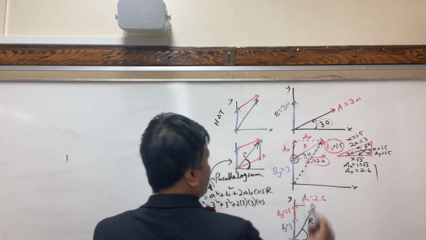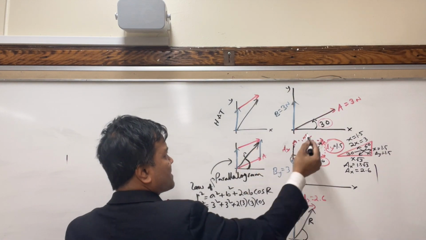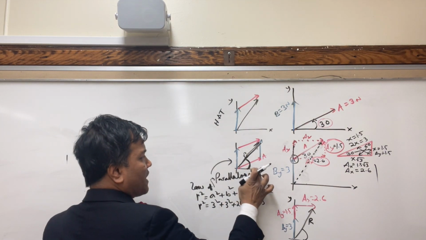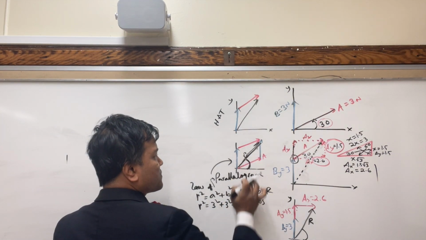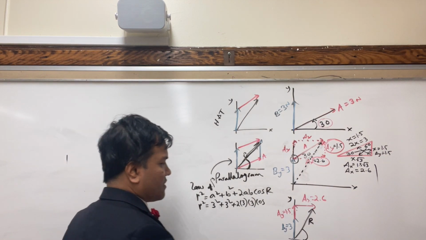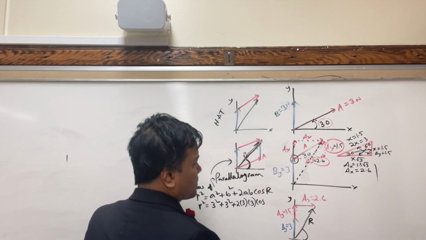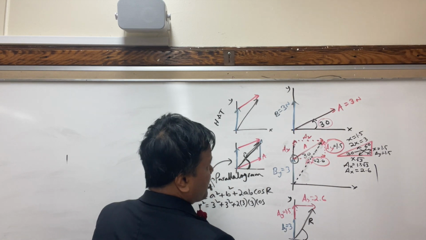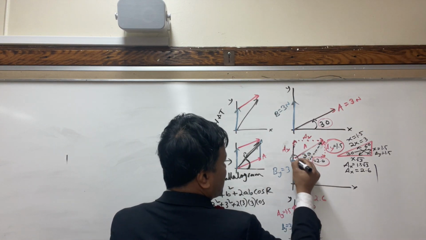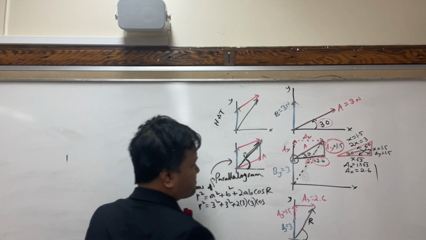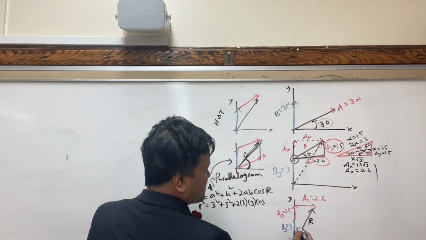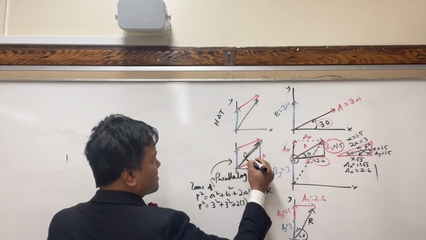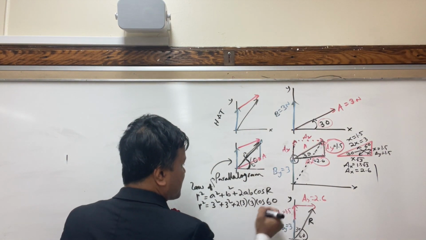We know the angle of this. This is 30. This one and this one are not the same. This is the A vector. This is the resultant. So from the black one to the red one is 30, but from the black one to the resultant is not 30. Let's see how it is. We know this one is 30. If this one is 30, this one is 60. Then this one must be 60. So we're going to put 60 over here.